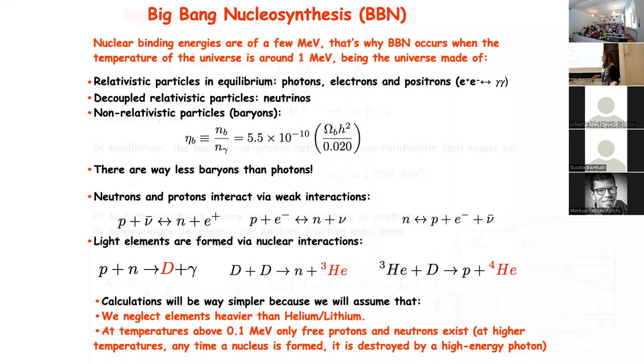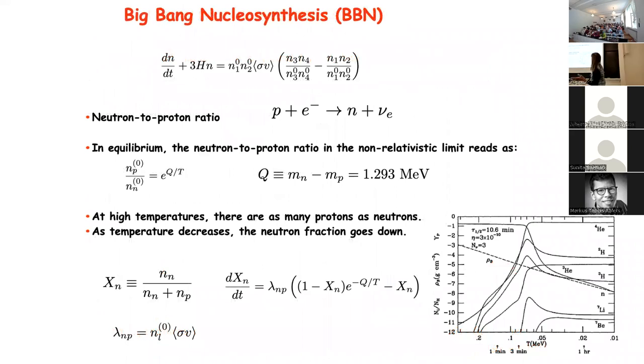Okay, so here is a busy plot, but no worries, because what I just want to show you is that again we have here the Boltzmann equation that we saw yesterday. And we apply to this equation the neutron to proton ratio. So at high temperatures, there are as many protons as neutrons, and as temperature decreases, the neutron fraction, which I show you right here, goes down, you see?